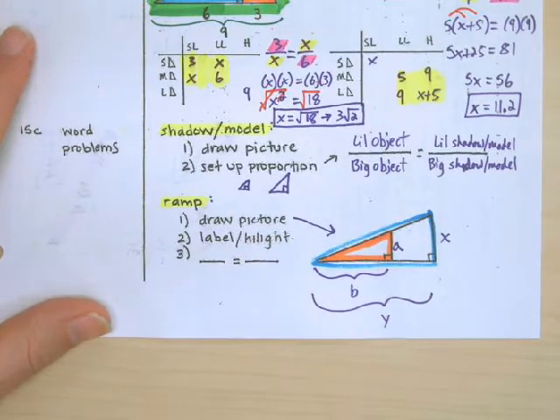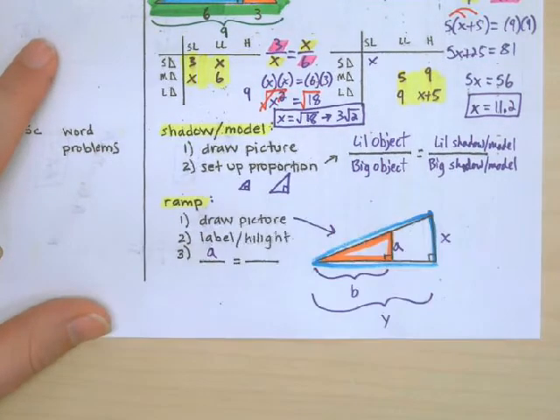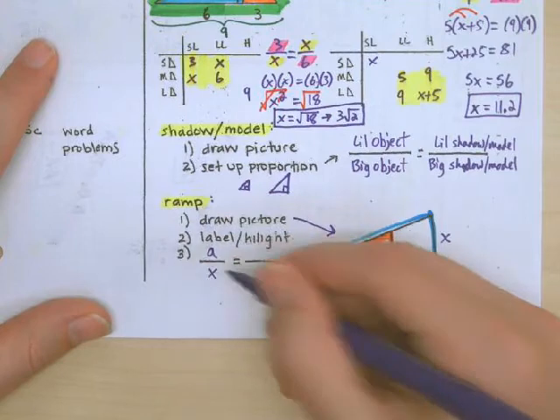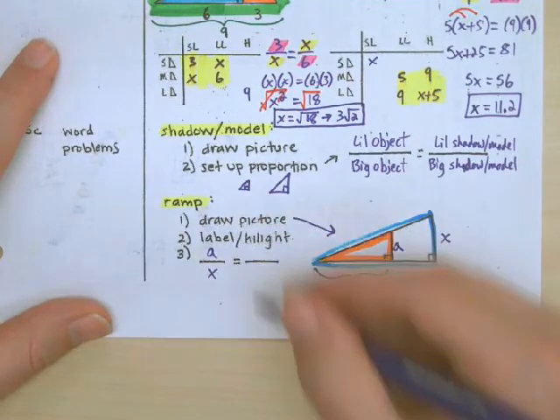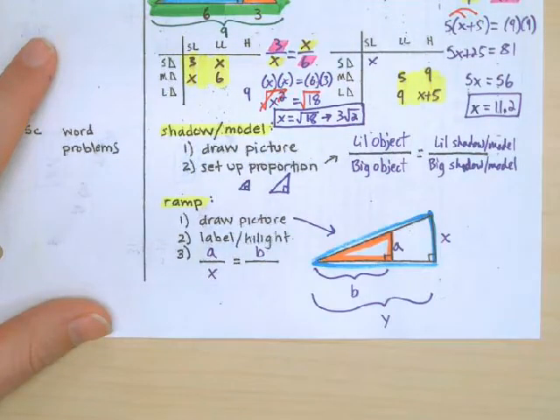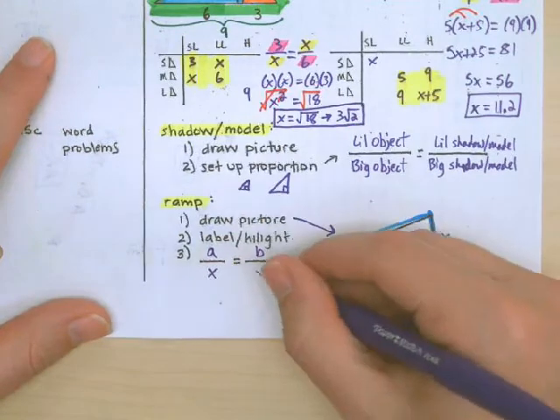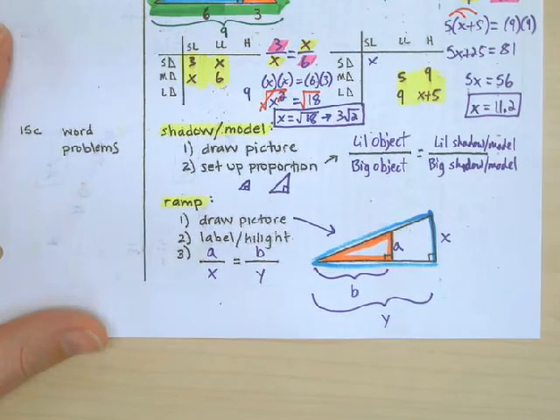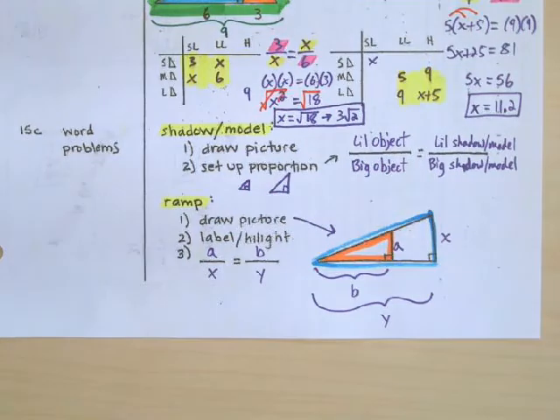Step 3 is to set up the proportion. So here's the way it goes. I'm going to use the variables I just labeled. A goes in the first numerator. X goes in the first denominator. B goes in the second numerator. Y goes in the second denominator. From there, one of them is going to remain a variable, so you'll cross-multiply and solve. And that's how you set up some word problems.